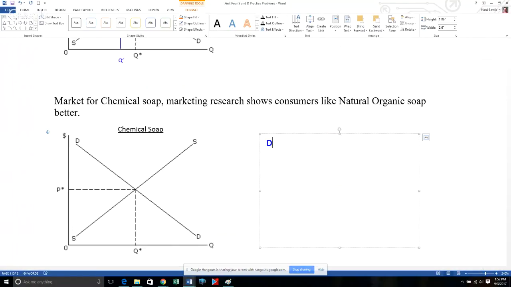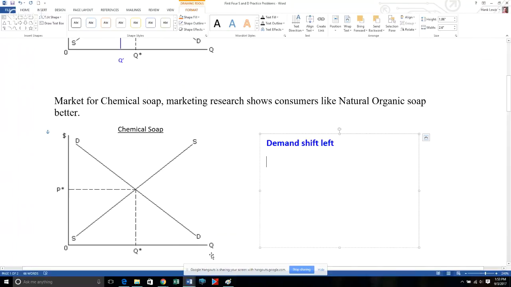Now, if people don't like the chemical soap as much as they like the organic soap, that tells me demand is going to shift here. If they don't like this as much, it means people won't buy as much. They'll buy less of it. Less sounds like left here. So demand is shifting to the left.